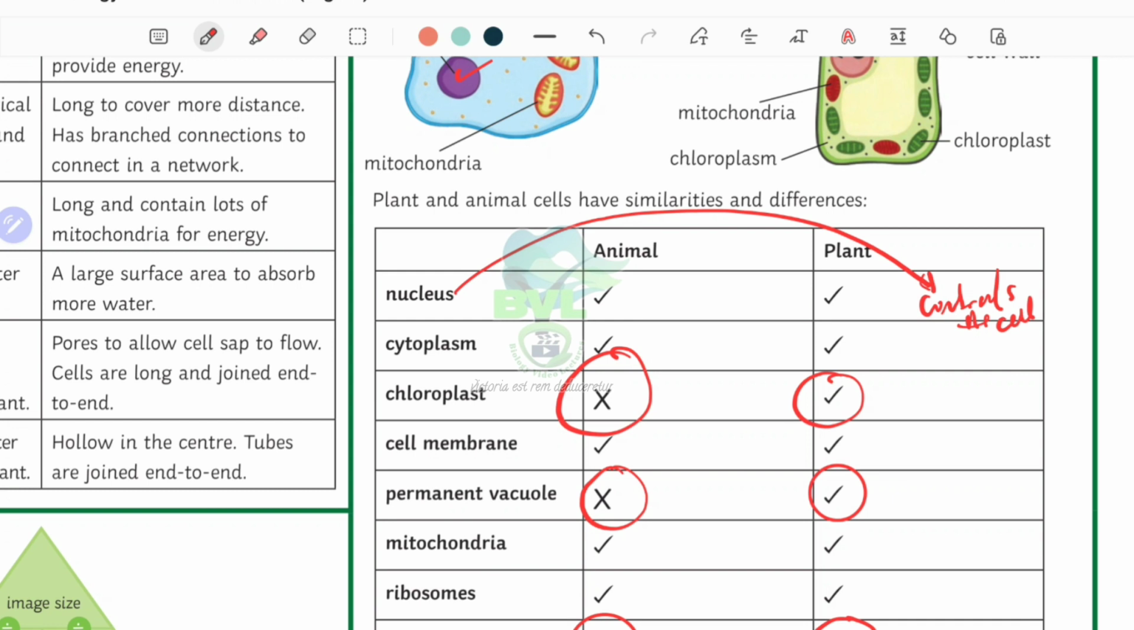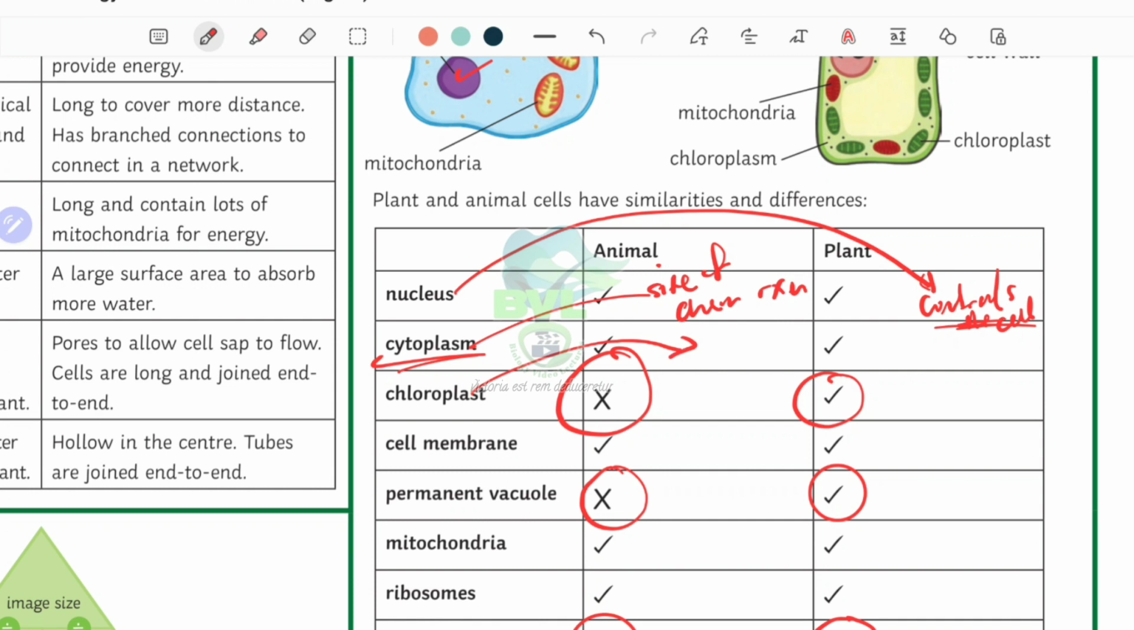Now, sometimes students often say it contains genetic material. That's more like a description, but if you really want to say what it does, it controls the cell activity. Number two, cytoplasm is the site of chemical reaction.